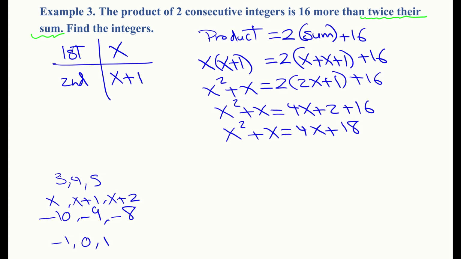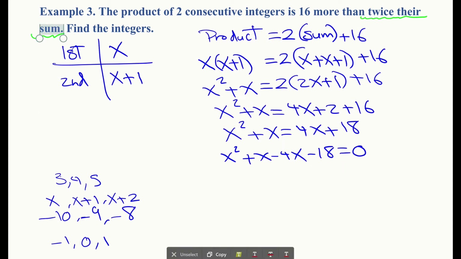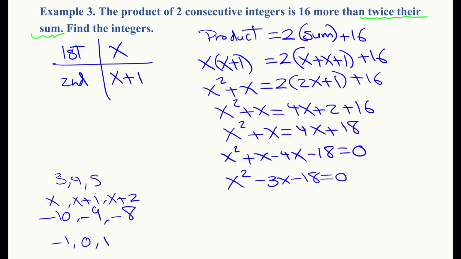So now we're going to go ahead and move everything to the left side and just leave a 0 on the right side. So we have x squared plus x, subtract 4x from both sides. That's going to move the 4x to the left side and make it negative. And subtract 18 from both sides. That's going to move the 18 to the left side and make it negative. So we end up with x squared minus 3x minus 18 equals 0.